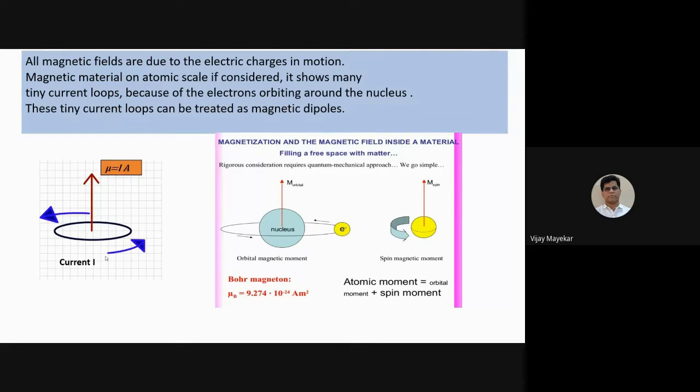So all magnetic fields are due to electric charges in motion. That is typical, right? So we have to go down to the atomic level. We can consider electrons which are orbiting around the nucleus. Since an electron carries negative charge, the magnitude is pretty small, 1.6 × 10^-19 coulomb.